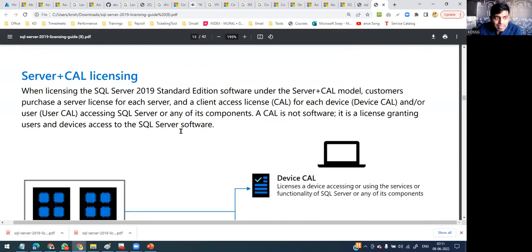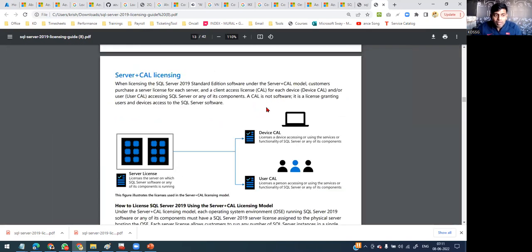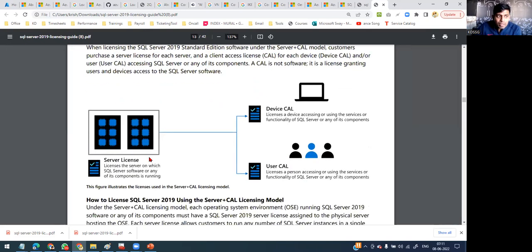Yeah, server plus CAL licensing. Sir, look at this. By the way, Venkatesh, you asked this question, so I'm doing a quick connect. You purchase a license, you license the entire server, the server on which SQL Server software will be installed. In that server, you may have 10 cores, 20, 40, 80, 100, 128 cores, doesn't matter, sir. It is not core-based. This is the complete server you are licensing.